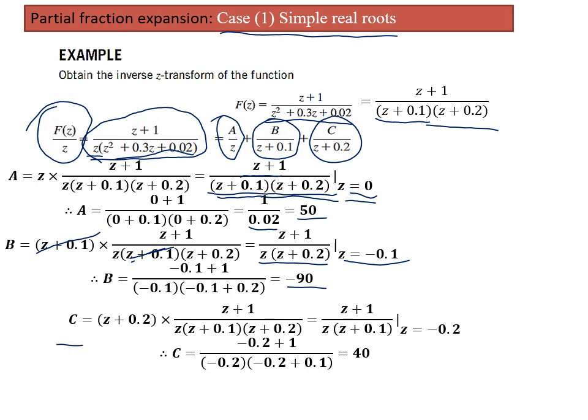To get c, we multiply the function to the left, f of z divided by z, by the denominator of the third partial fraction, which is z plus 0.2. Then z plus 0.2 is cancelled with z plus 0.2. We have (z plus 1) divided by z times (z plus 0.1), and we substitute at z equals negative 0.2. Then we have 1 minus 0.2 divided by negative 0.2 times negative 0.2 plus 0.1, which is equal to 40.